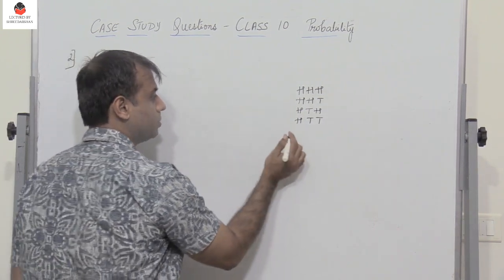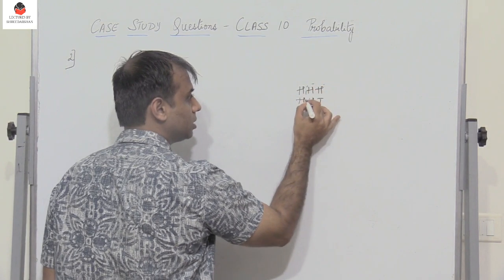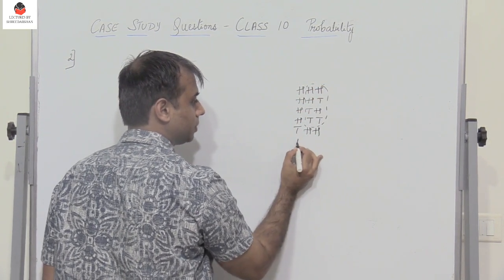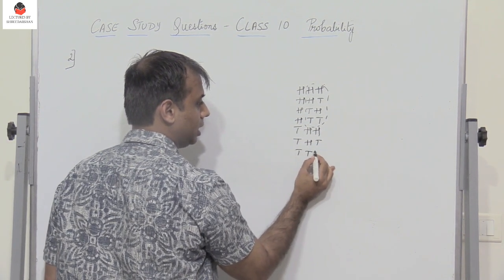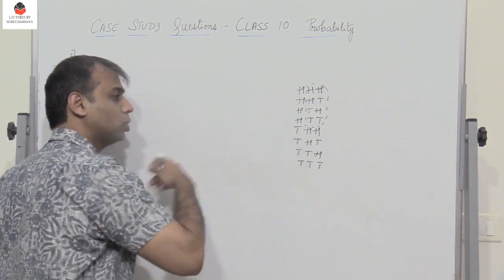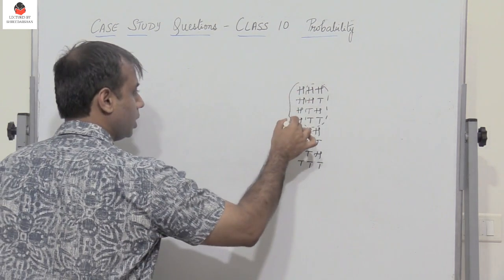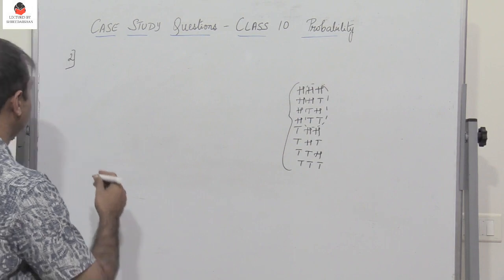Now let the first person get a tail first and then repeat these four. So the next two may be head, and then you have tail, head, tail, tail, tail, head and tail, tail, tail. So the total number of outcomes is 8. So these are the 8 outcomes when 3 people simultaneously toss a coin.